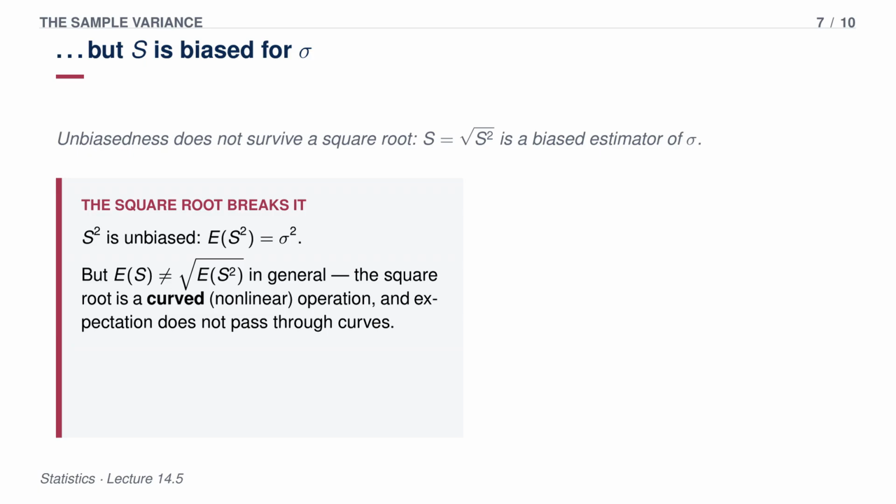Now, a plot twist. S squared is unbiased for sigma squared, so s, just the square root of s squared, must be unbiased for sigma, right? That's the trap, and the answer is no.